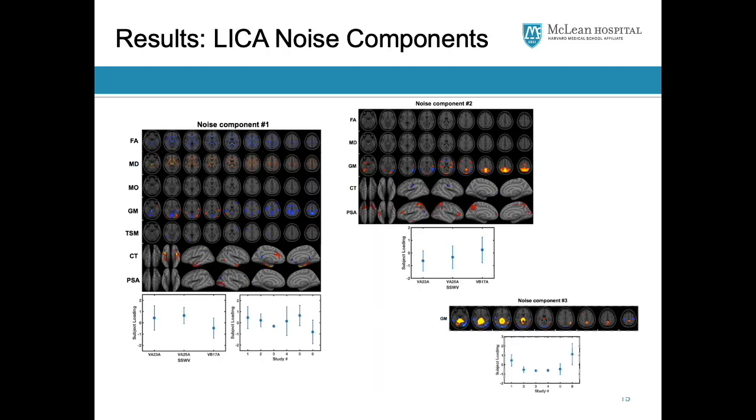So here are some results. We found 3 noise-related components, which were multimodal spatial patterns, in this case primarily dominated by gray matter concentration, but the loadings for these patterns were associated with scanner software version and with study effects. We denoised these effects from the data using the 3 different regression methods.